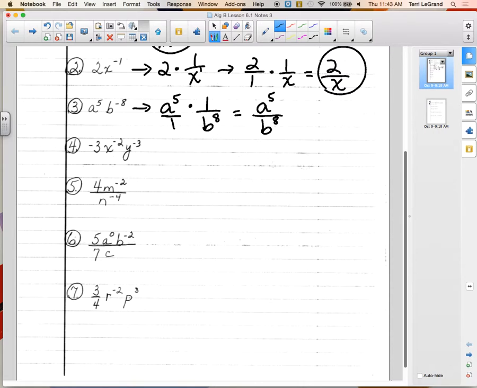What do you think? Are there any negative exponents? No. Are there any 0 exponents? No. Is there anything that can divide into upstairs that can also divide into downstairs? No. Is there a fraction within a fraction? No. No, we're done.